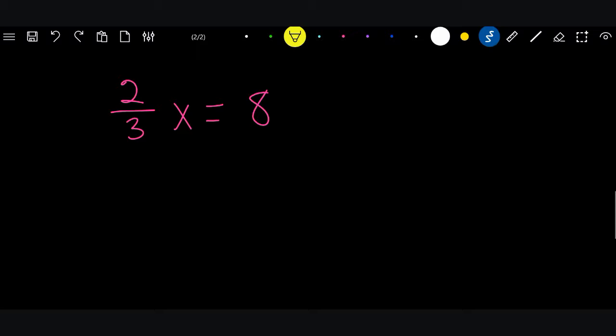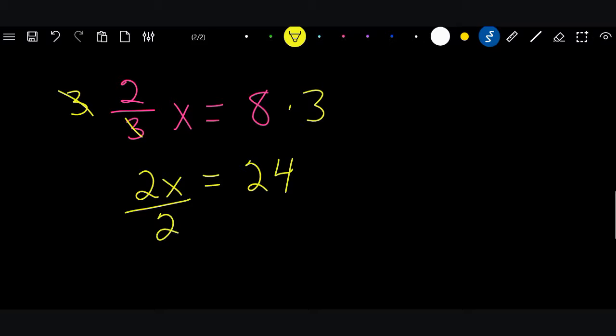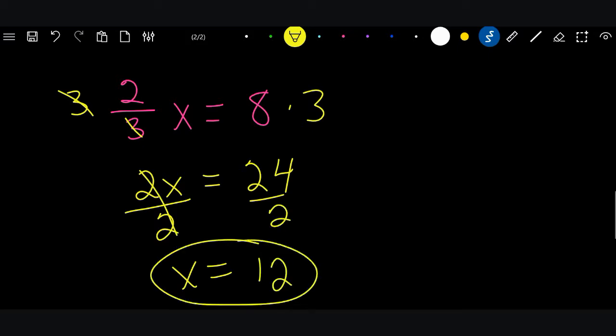So if I say that, I'm dividing by 3. So let's multiply by 3, and that's going to cancel, and we're going to get 2x equals, if we did one side, we got to do the other side. 8 times 3 is 24. Now we have to divide by 2, and if we do it to one side, we have to do it to the other side, and we're going to get 12. X equals 12. So that's one way to do that.